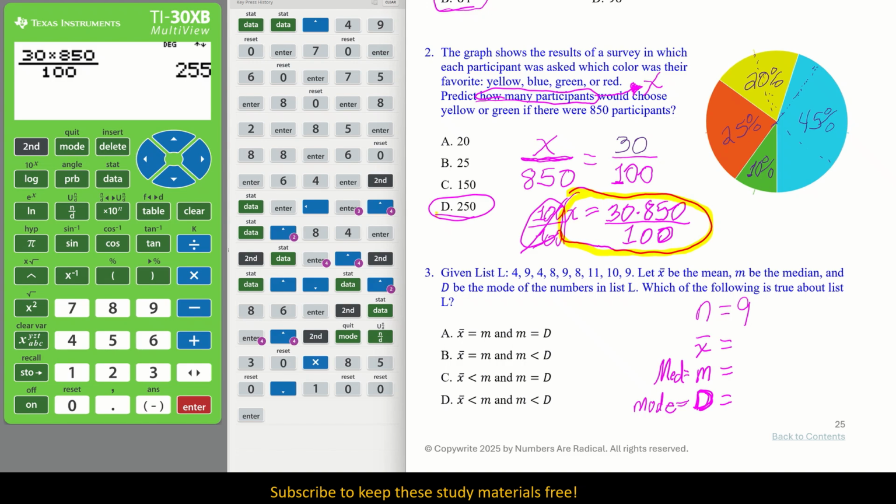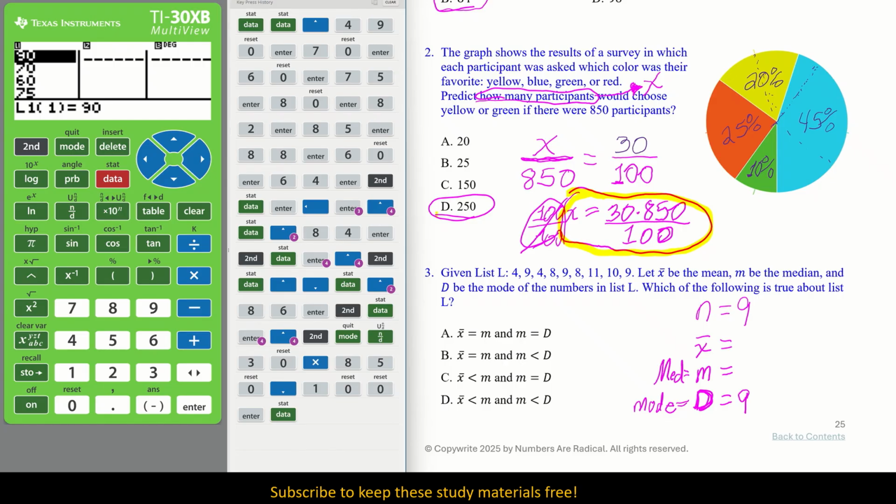Well, let's look at our list. What would the mode be? Let's see. There's only two 4s, two 8s, but 1, 2, 3 9s. There's a lot going on with the number 9 in this question, and that's probably to confuse you, to be honest. Mode of the numbers in list L. Which of the following is true about list L? Enter it in your calculator.